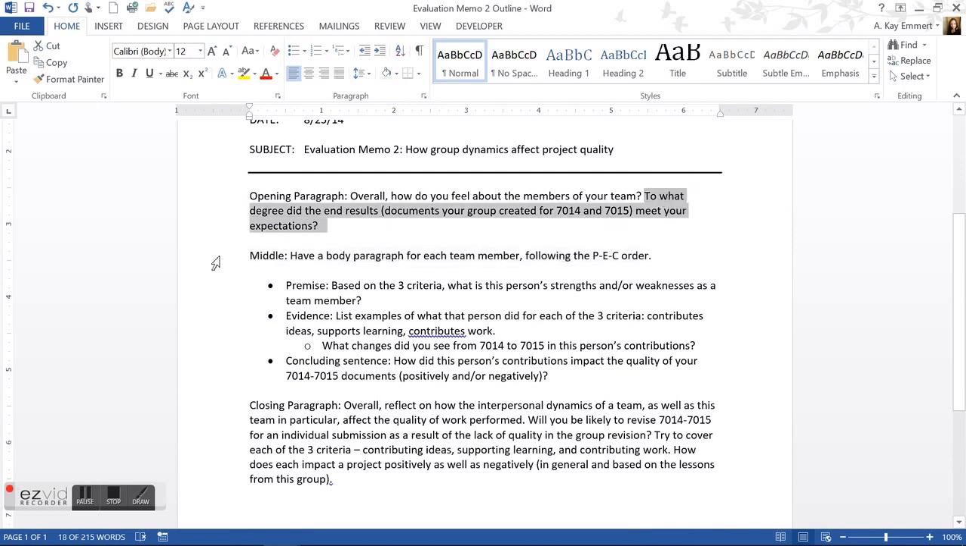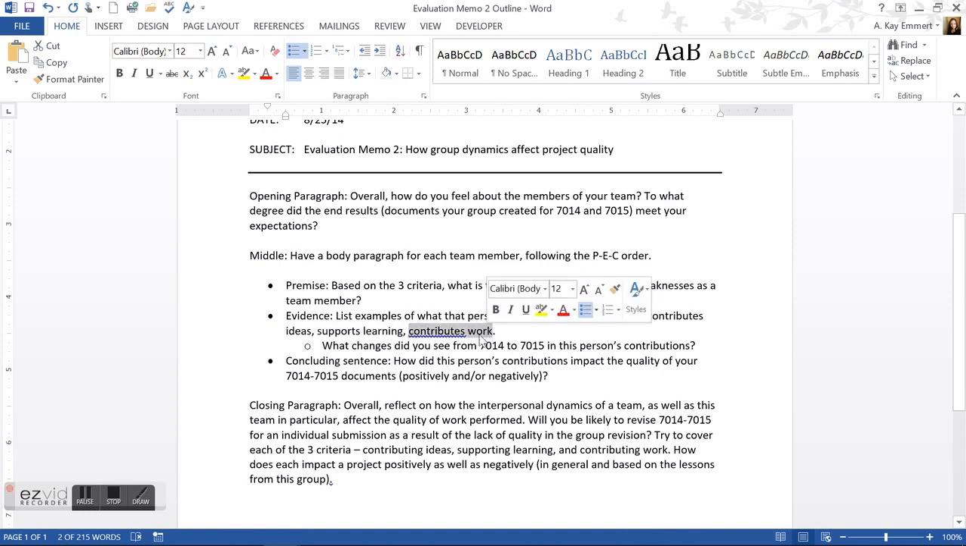Middle. Okay, so for your middle body paragraphs, just like with evaluation memo 1, you need to have a body paragraph for each member of your team other than you, in which you talk about the 3 topics for evaluation, and that is how well or how often they contribute ideas. Were their ideas interesting, or were they just kind of silly and a waste of time? Did they support learning? So did they help explain something, or deepen the group's understanding of a skill or a concept that we were working on, or the purpose of a section? And then how good were they about contributing work?